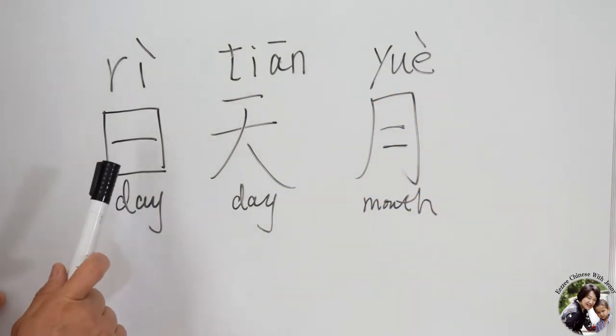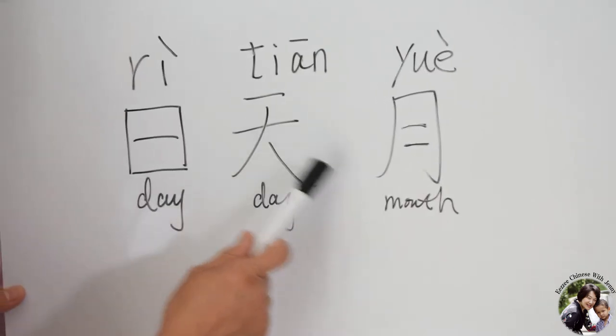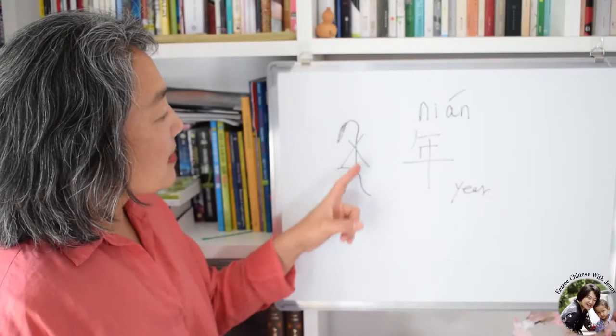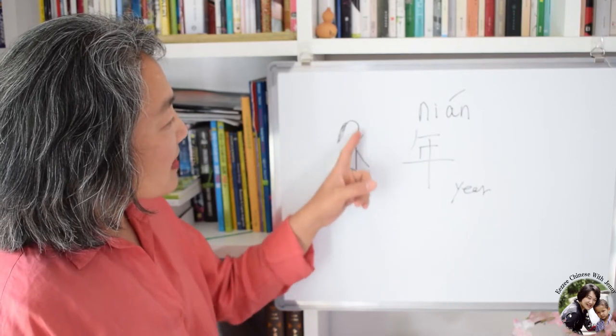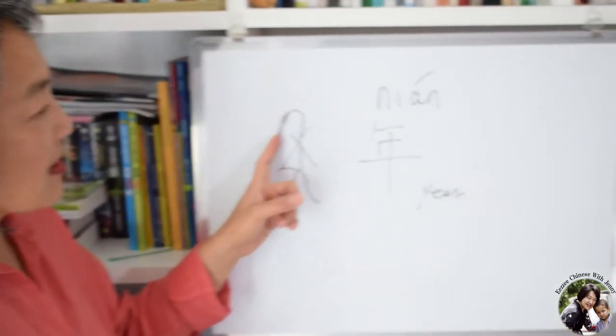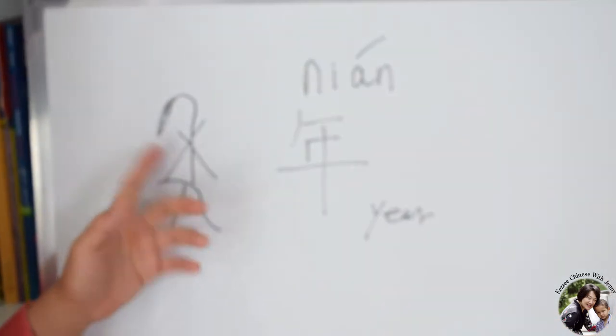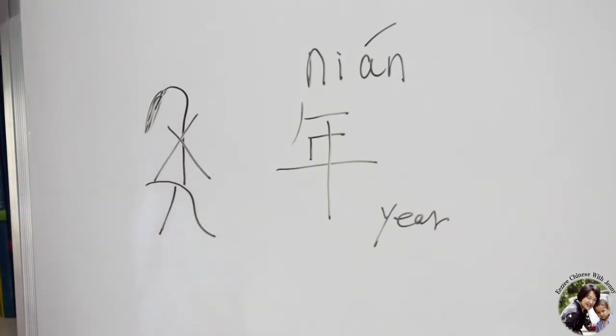Remember the pronunciation? 日, 天, 月. This is an image of a person carrying harvest crops. Either it's wheat or rice. You see this here means it's ripe already. So it's harvested the crop.